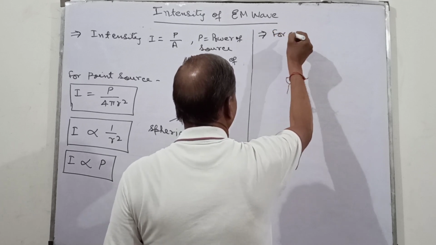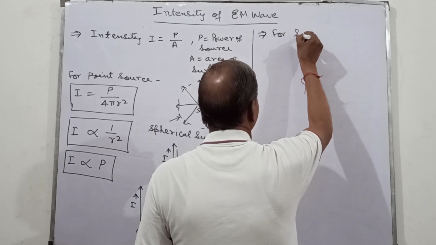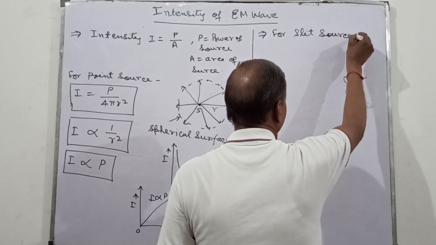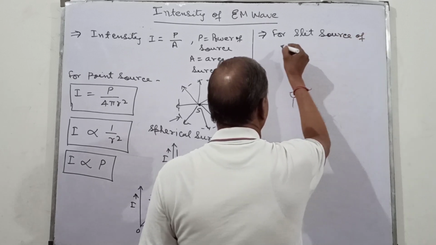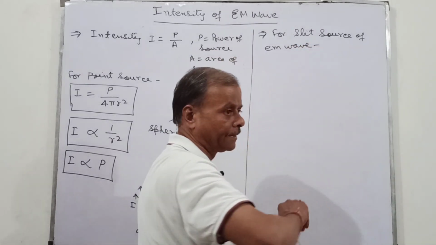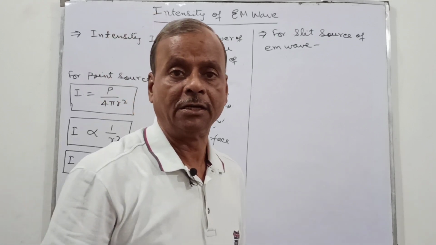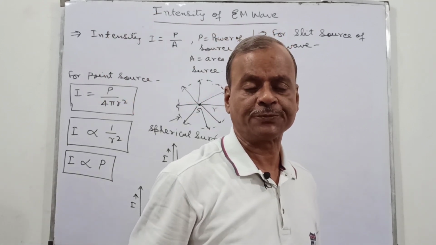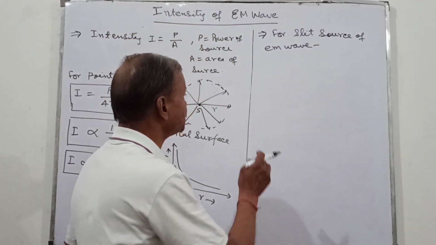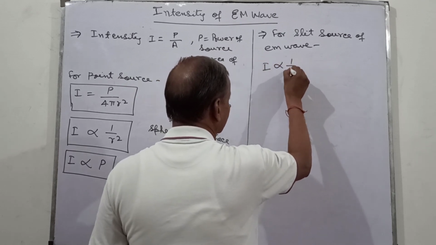For a slit source of EM wave, sources may be either in the form of a point in free space, or in the form of a slit. Then this intensity I is proportional to 1 upon r.